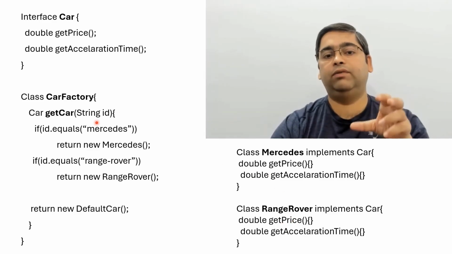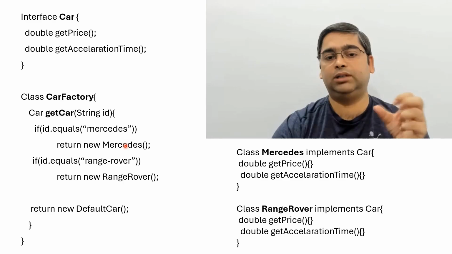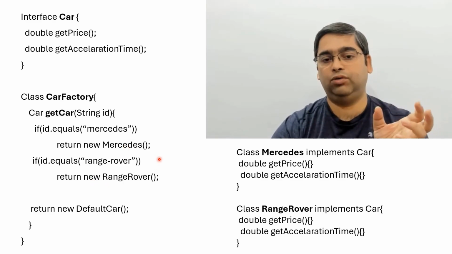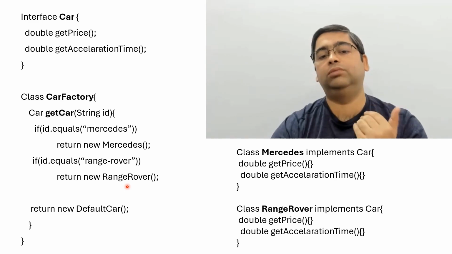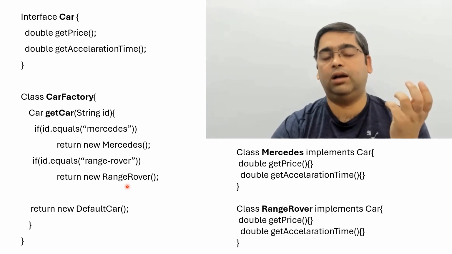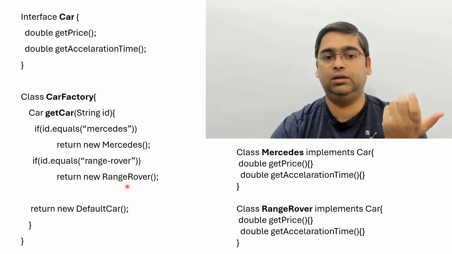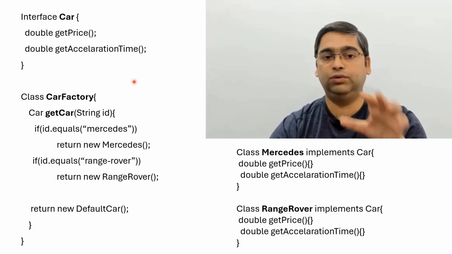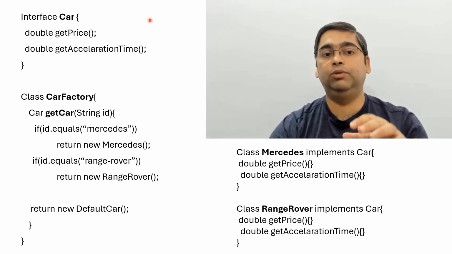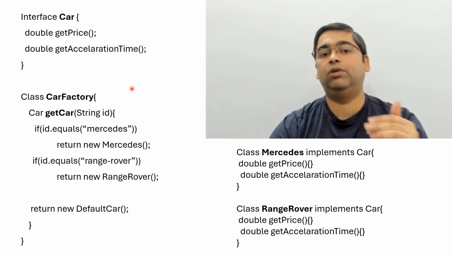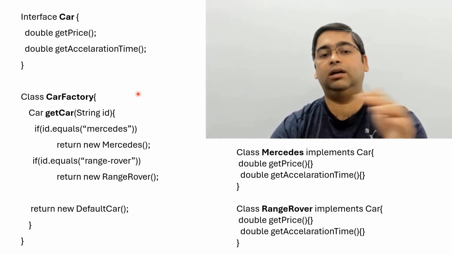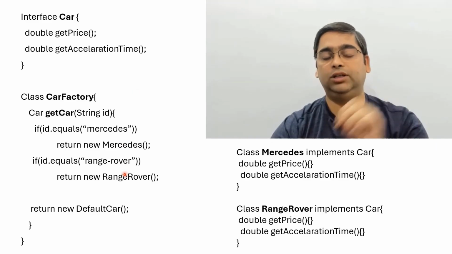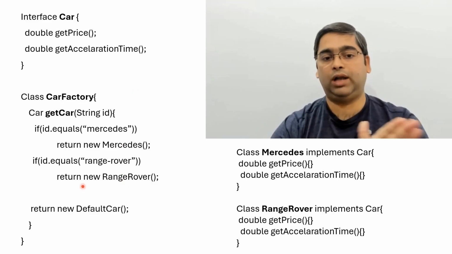And whenever the ID is equal to Mercedes, we return a Mercedes. Whenever the ID is equal to Range Rover, we will return a Range Rover. But tomorrow, let's assume a new type of car comes, an electric car, something like a BMW i7. What do we do in that case? If we had not used a factory pattern and BMW still wanted to be a car, then we would have to go and change the implementation, or would have to add a parameter at every place a Mercedes or Range Rover is initialized. But we don't have to do it.